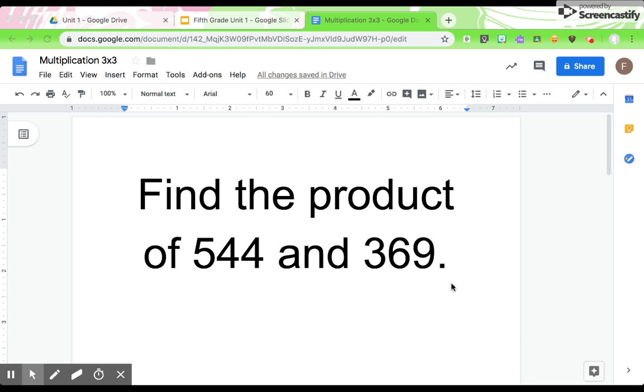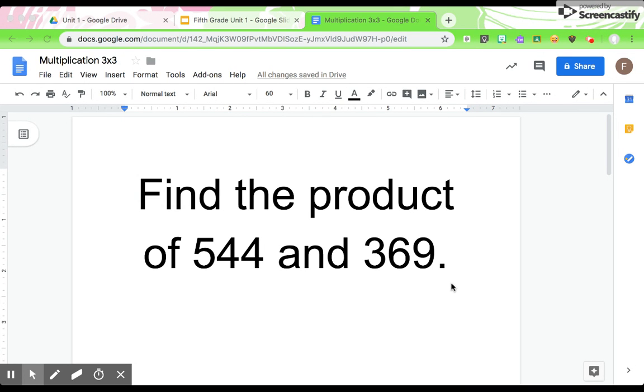Hello, today we are going to learn all about 3 by 3 multiplication. Now we've been working hard in class learning about 4 by 2, 3 by 2, 2 by 2 multiplication, and now you are finally ready for 3 by 3. We have Miss Muley here who's going to introduce the problem for us.